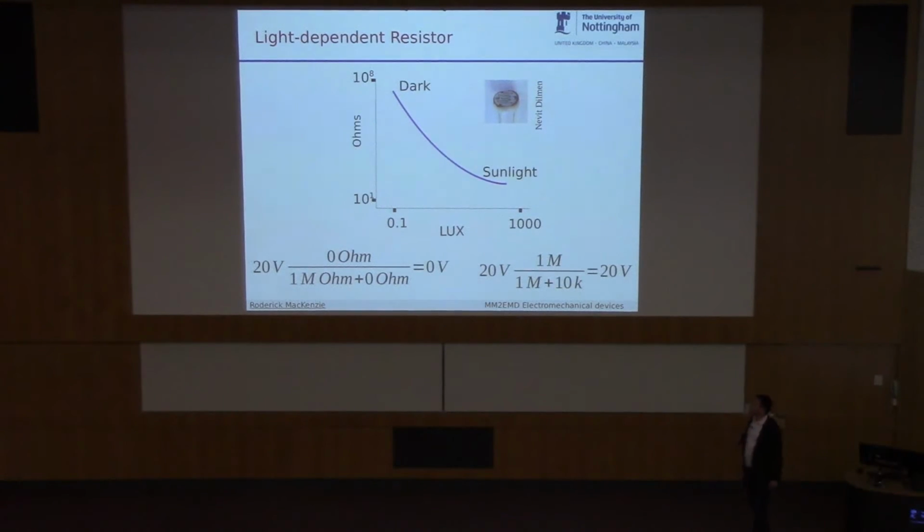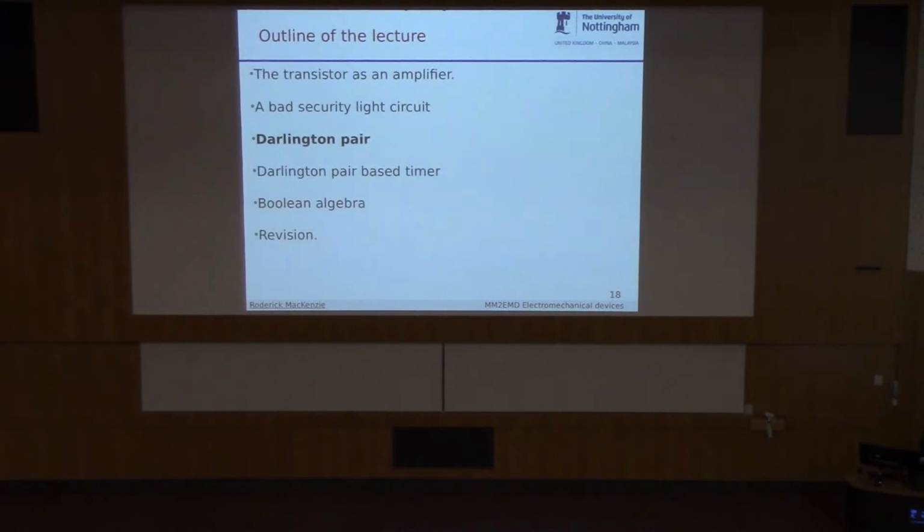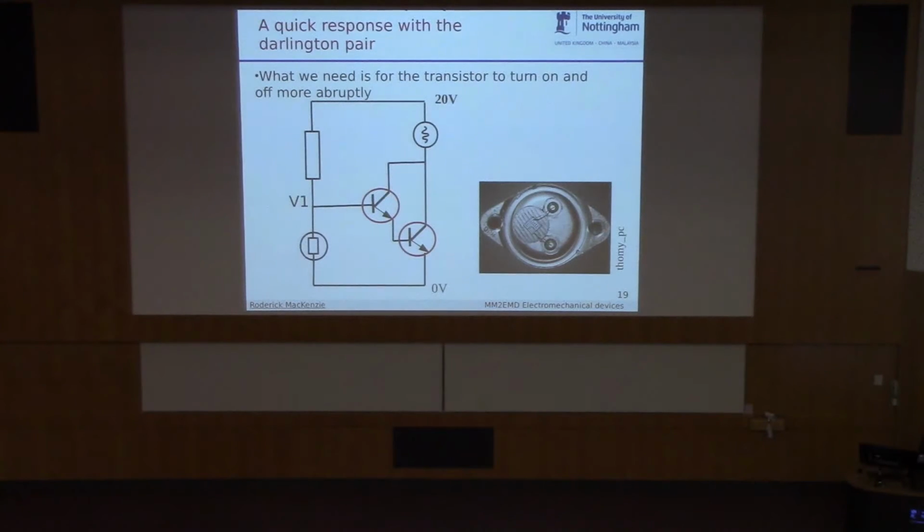So what we need to improve this circuit is a more rapid turn on and turn off. Now what we can do is use something called a Darlington pair, which was invented in Bell Labs in, I think, 1953. So all a Darlington pair is, basically, is 2 transistors back to back.